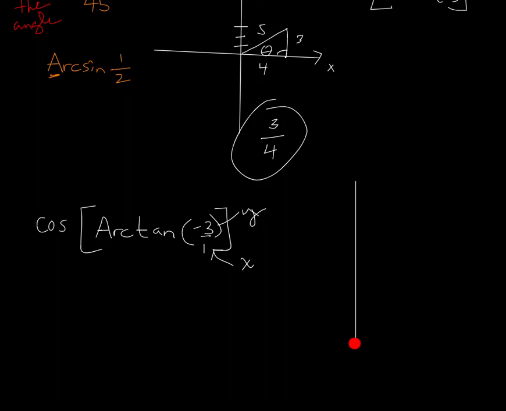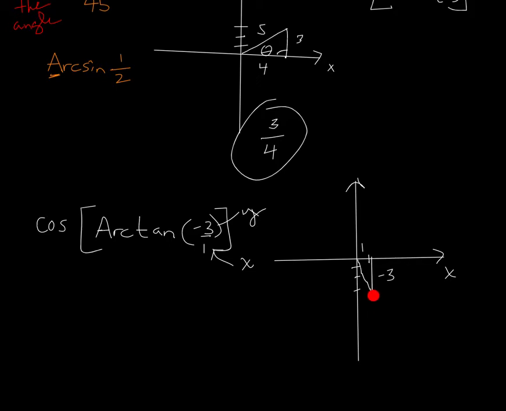So here we go. Build the triangle. When you have these bracket things, it means build the triangle. Your y is -3, so I'm going to go down 3: 1, 2, 3. And your x is 1. So the triangle looks like that. This is 1 and this is -3.